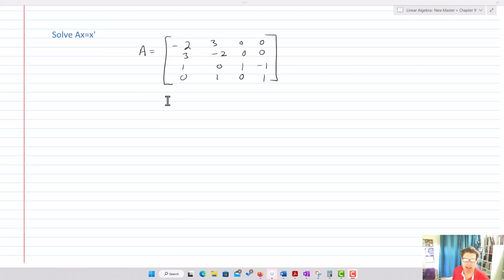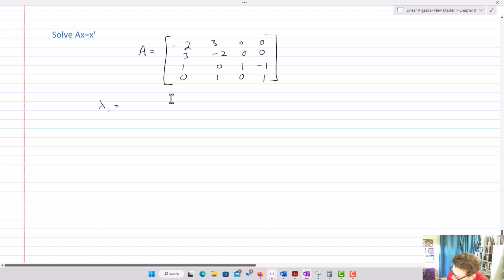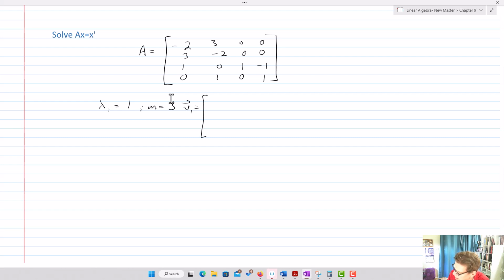So let's now solve x prime equals Ax. And we've got A equals negative 2, 3, 0, 0, 3, negative 2, 0, 0, 1, 0, 1, negative 1, 0, 1, 0, 1. What we'll get is lambda 1 equal to 1. It's going to have an algebraic multiplicity of 3, but it's only going to have v1 equal to 0, 0, 1, 0.